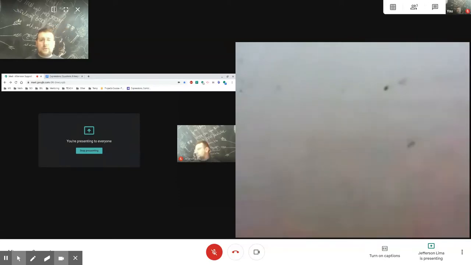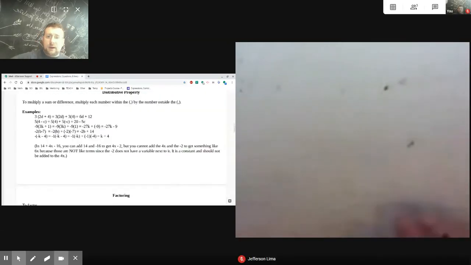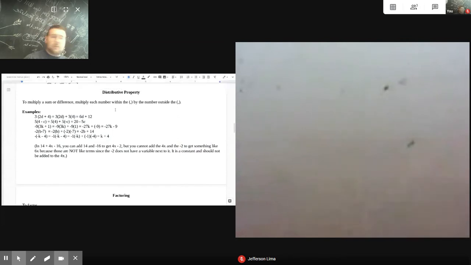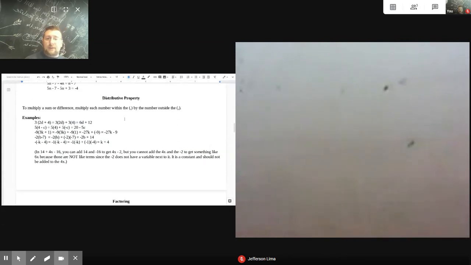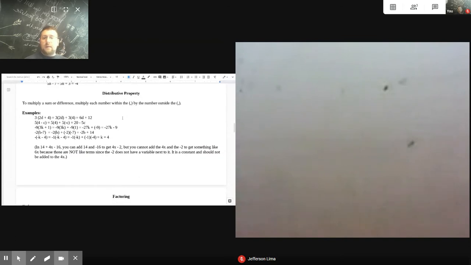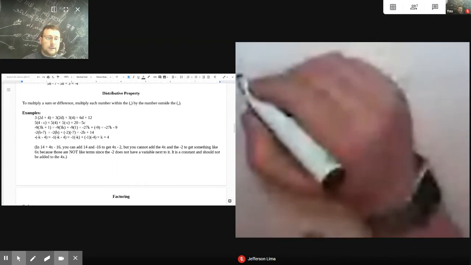All right, so the next part of the chapter that we talked about was this idea of the distributive property. Now, distributive property comes from that idea in math that you can multiply a number that's outside of parentheses to both numbers inside of parentheses and literally distribute that number or sign outside of parentheses. So let's see how that looks in practice.